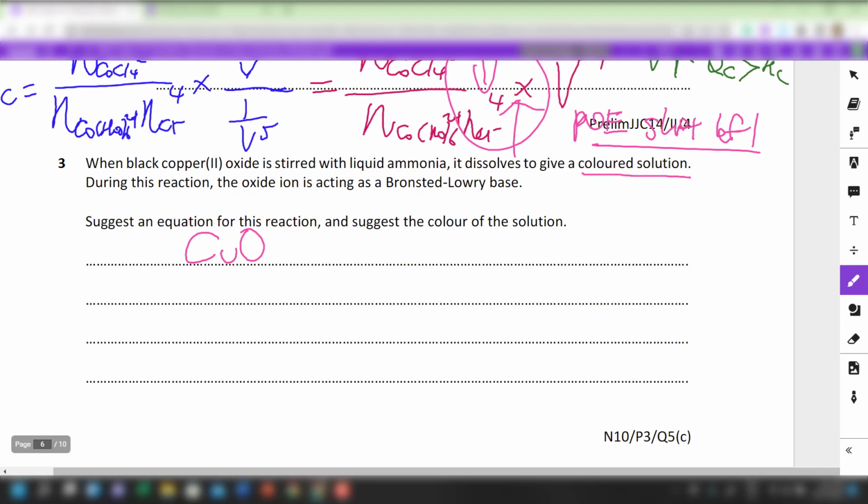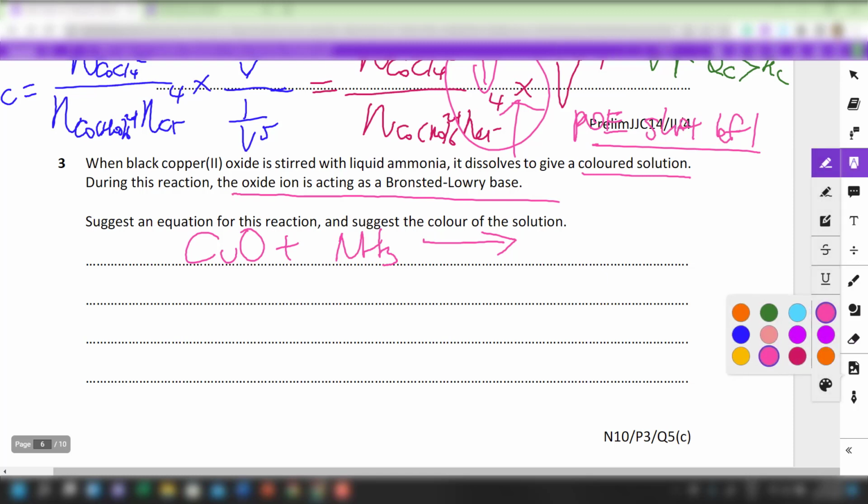During this reaction, the oxide acts as the Bronsted-Lowry base. So copper(II) oxide plus ammonia. Remember, you don't anyhow introduce water. Then they ask you to suggest an equation for this reaction. We are told that the oxide anion acts as the base.